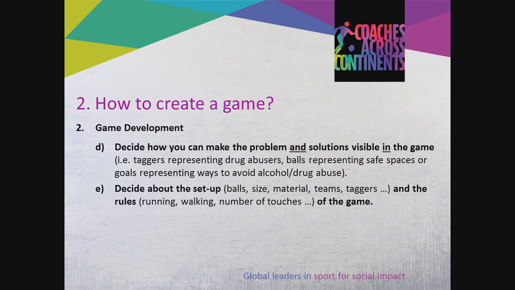Then the next step would be that you would need to decide about the setup as well. So you would need to decide for the balls and the size of the pitch, for the material. Do you have teams? Do you have taggers? And then you also would need to think about the different rules. Like, are there some people who are not allowed to run? Or are there some teams that have a limited number of touches? Or some players that can only walk, for example?